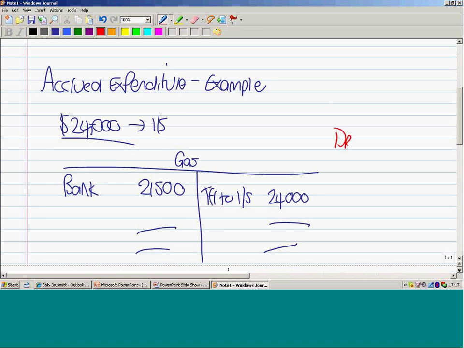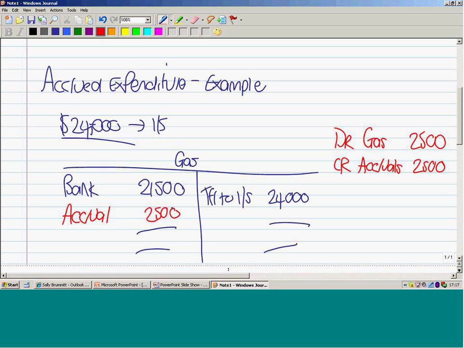So what I do here is debit the gas account by 2,500. And yeah, we've got to set up a liability because we're saying we need to pay this in the next financial year. So I'm going to credit the accruals 2,500. So fantastic. What I'm going to do is put my gas account, and all I'm going to do is call it an accrual, because obviously we have to put the other side of the journal entry into our T account, and we're going to have 2,500. And effectively the journal entry.